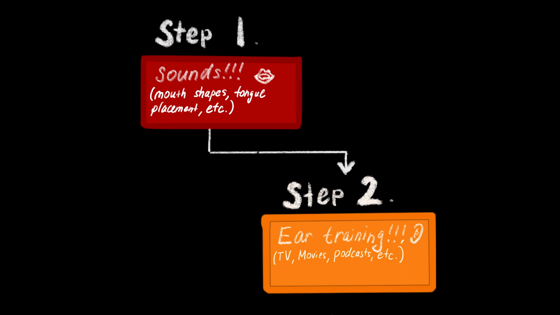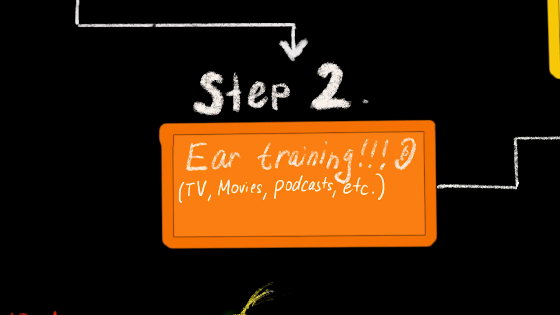Once we've secured step 1, it's time to move on to step 2. Step 2 is very important, but not as important as step 1. You can't really do step 2 without step 1. So step 2 is ear training. Just make sure you expose yourself to as much English as possible on a daily basis. What that does is, over time, you just get used to hearing it a lot.